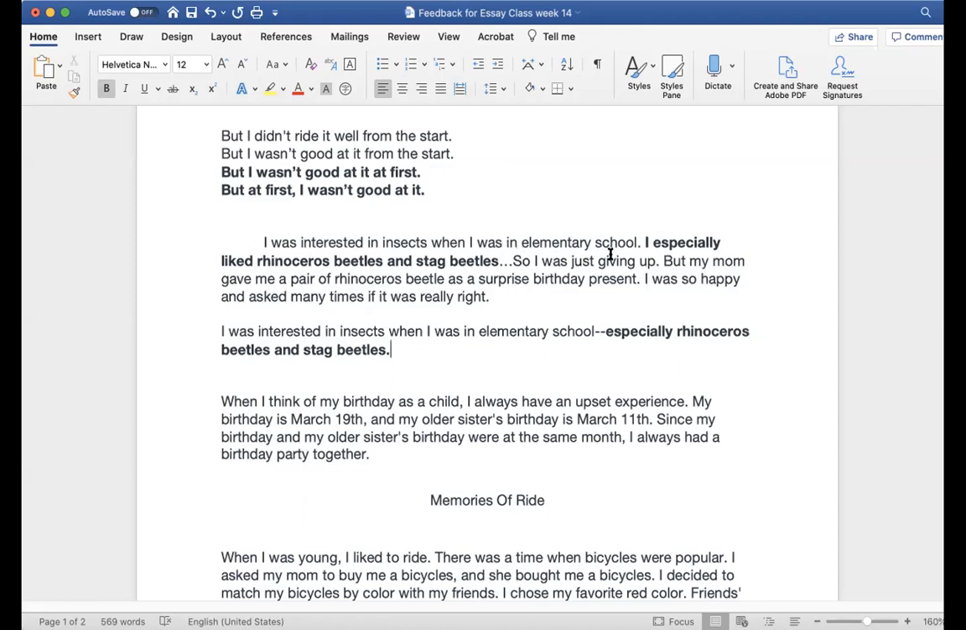This one was, he wanted a beetle, but they were hard to catch and expensive to buy. So we wouldn't use past progressive here. Instead, we would just say, so I gave up, right? I gave up. I stopped trying. When my mom gave me a pair of rhinoceros, that's two, a pair of beetles as a surprise birthday present, I was so happy and asked many times if it was really right. What the student means here is that they couldn't believe it was true.